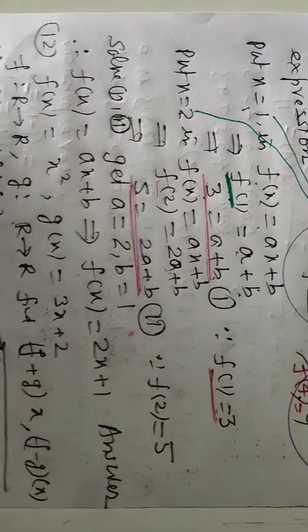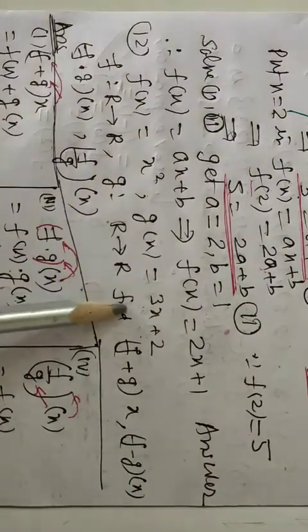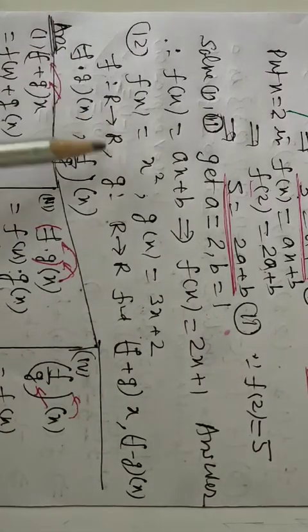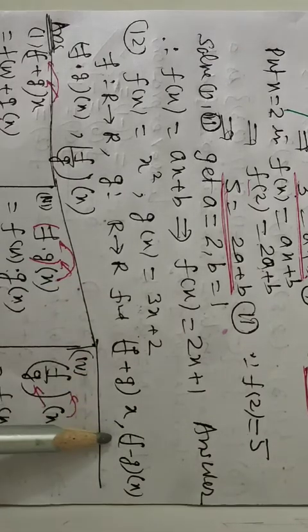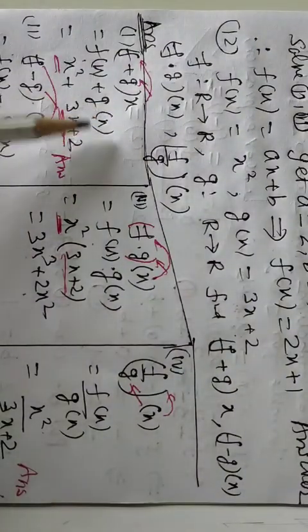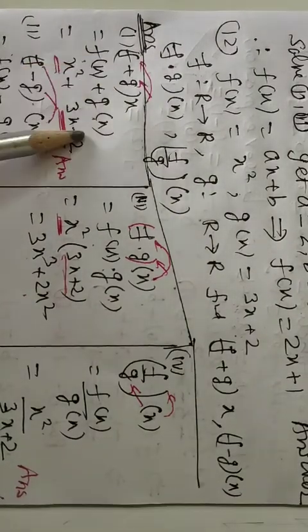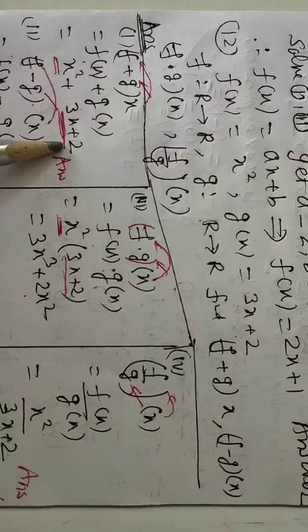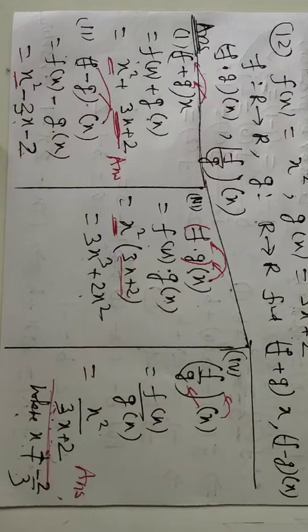This is the answer. Now 12 number, very easy, short question. f(x) is equal to x square, g(x) is equal to this, and f is a function from real numbers to real numbers, g is also a function from real to real. Find (f plus g)(x), (f minus g)(x), (f into g)(x), and (f by g)(x). Now (f plus g)(x), distribute x, f(x) plus g(x), x is distributed on f and g both. Put the value of both and get the answer. Then (f minus g)(x), distribute x on f and g, f(x) minus g(x), put the value of f(x) and g(x) and get the answer.